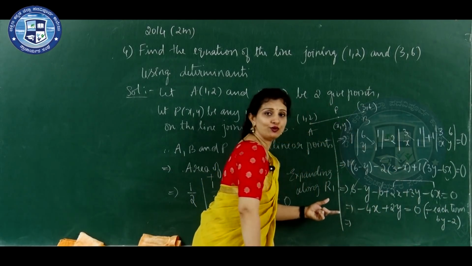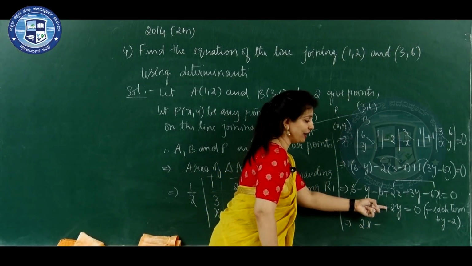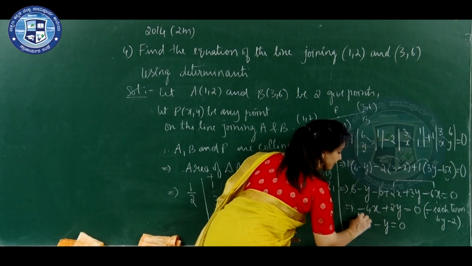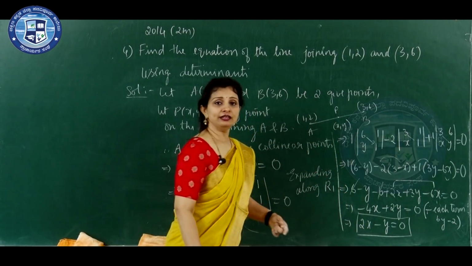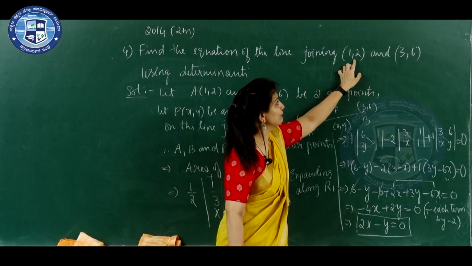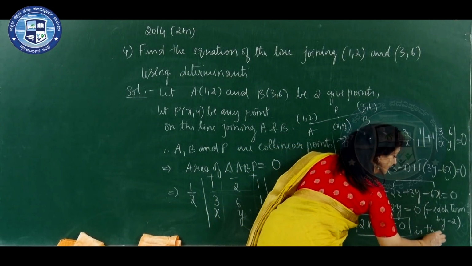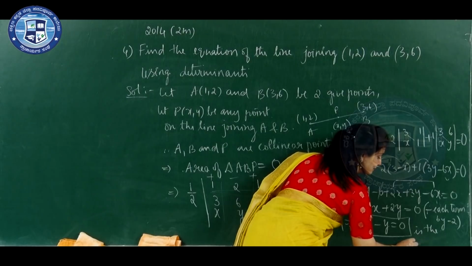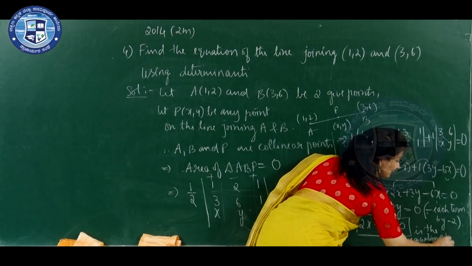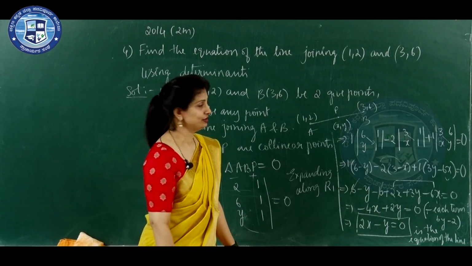Which implies minus 4 by minus 2 is plus 2x, minus 2y by minus 2 is minus y, is equal to 0. This is the equation of the required line, which is found by joining the 2 given points. The equation of the line is 2x minus y is equal to 0.